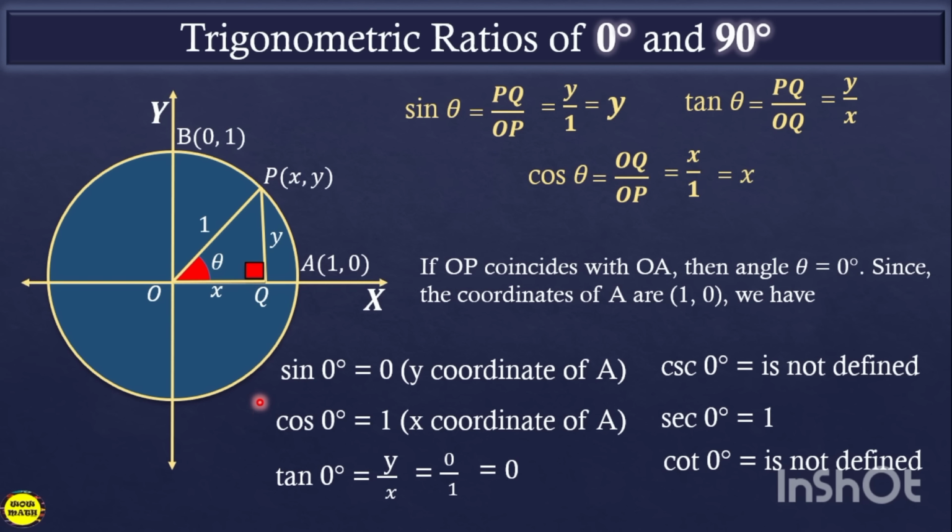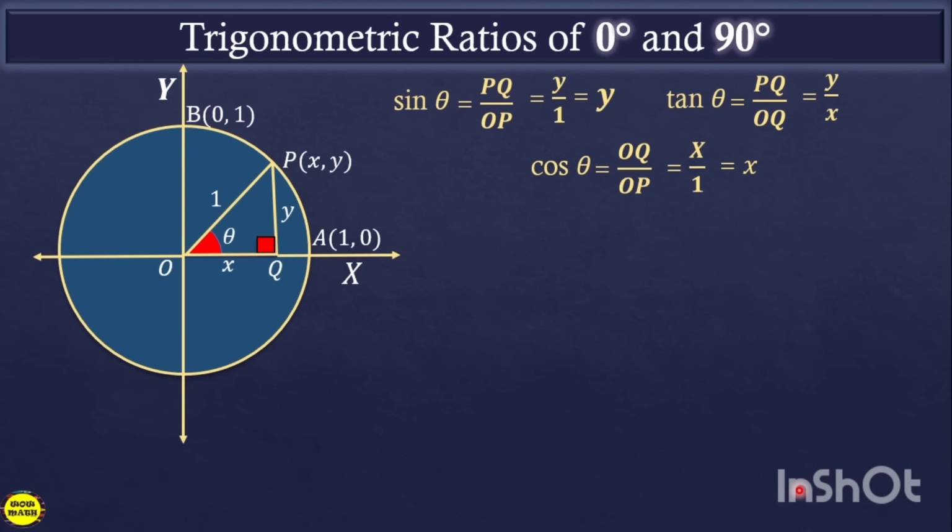So, these are the 6 trigonometric ratios of 0 degree angle. We have for sine 0, for cosine 0 degree, 1. For tangent 0 degree is 0. And then for cosecant 0 degree is undefined. For secant 0 degree is 1. And cotangent 0 degree, it's undefined. Now, let's have the 90 degree.